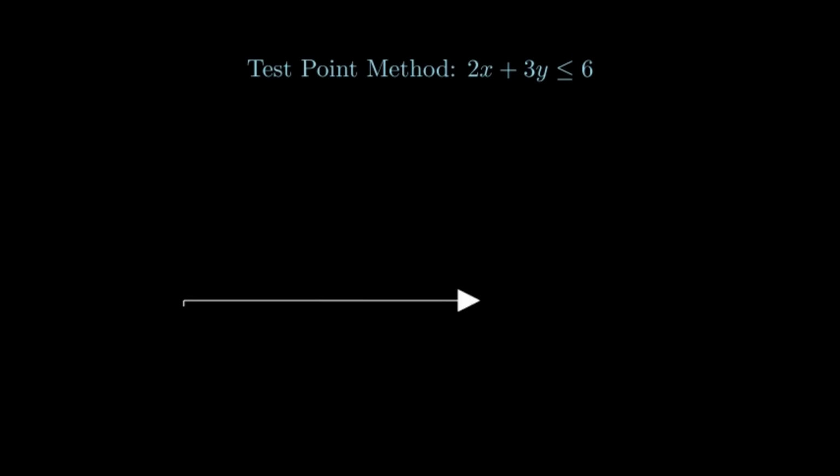Sometimes it isn't obvious which side of a line should be shaded. That's when the test point method becomes extremely useful. Consider 2x plus 3y is less than or equal to 6. First, replace the inequality sign with an equal sign. This gives us the boundary 2x plus 3y equals 6.